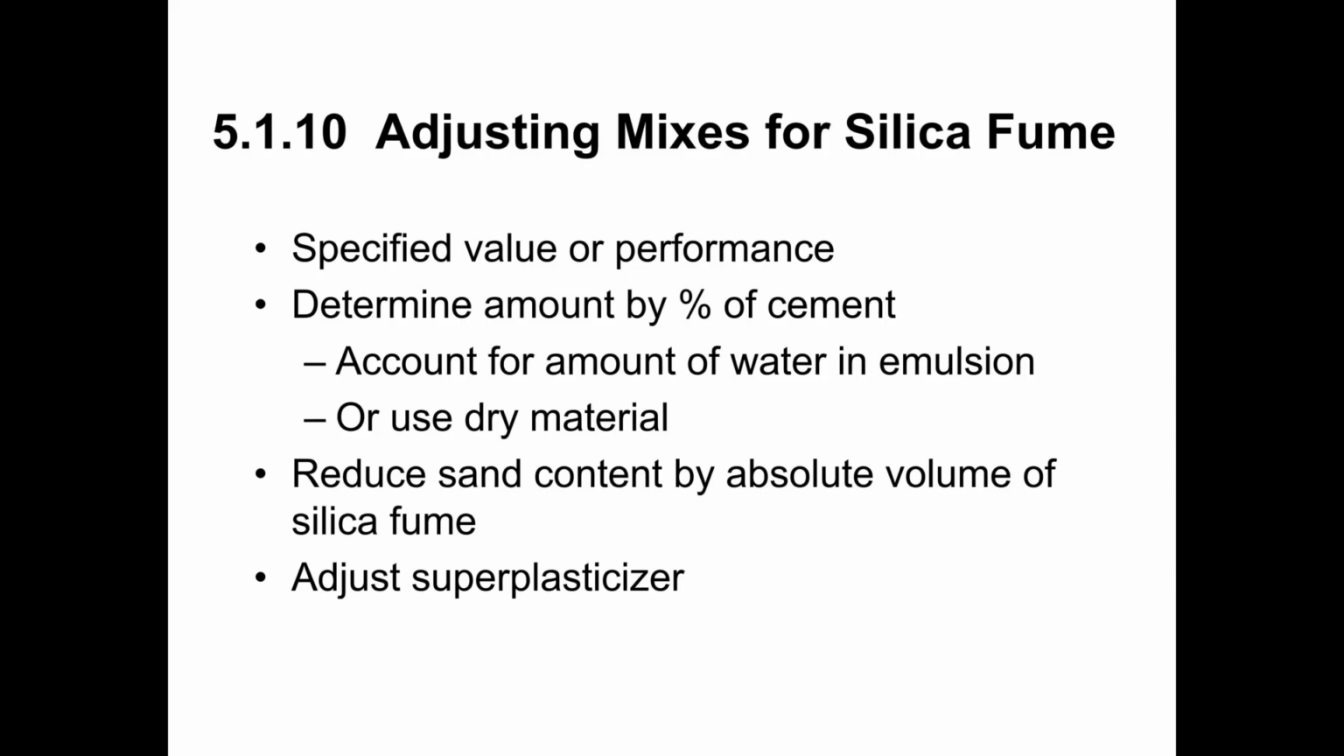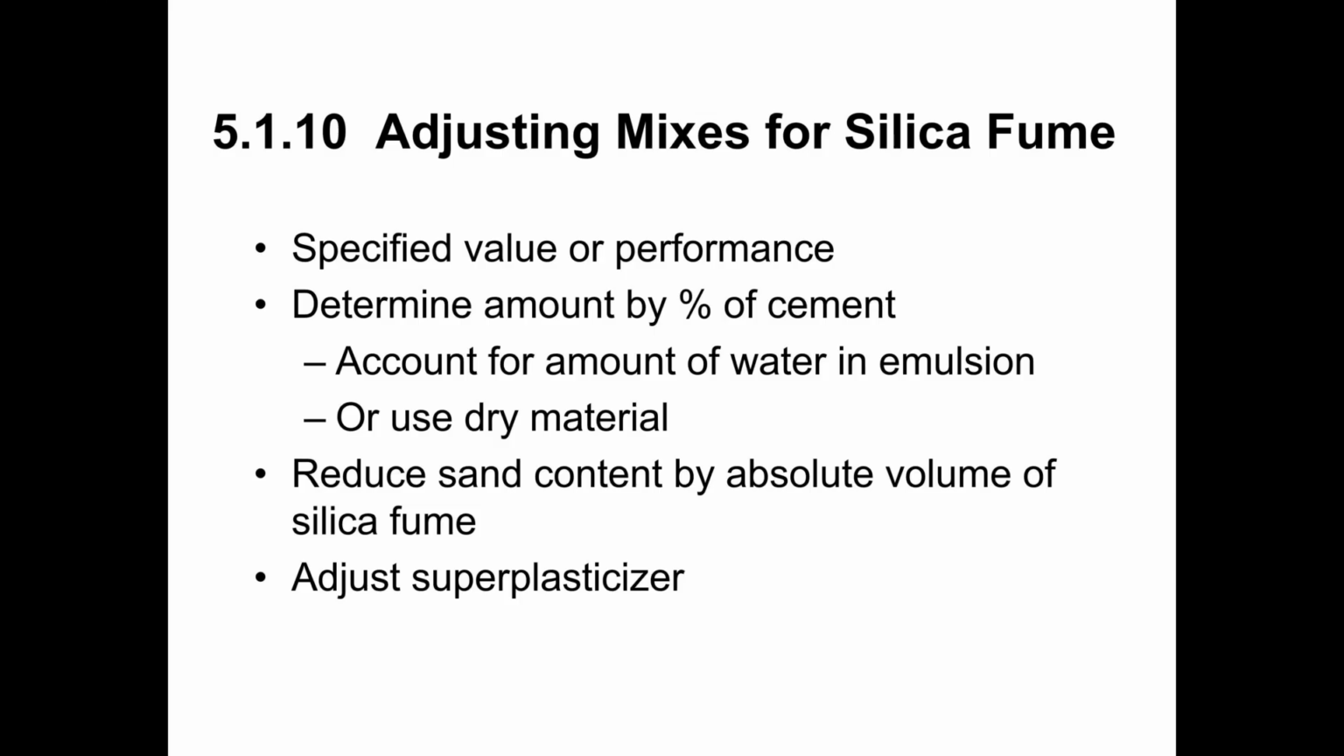Generally, we're going to state the amount of silica fume to be used as a percentage of the cement. Unlike how we would use a pozzolan such as fly ash, where we're using fly ash as a replacement for a portion of the cement, with silica fume, typically we are not replacing a portion of the cement, we're adding the silica fume to the cement. So it's in addition to the amount of cement that we've already determined.